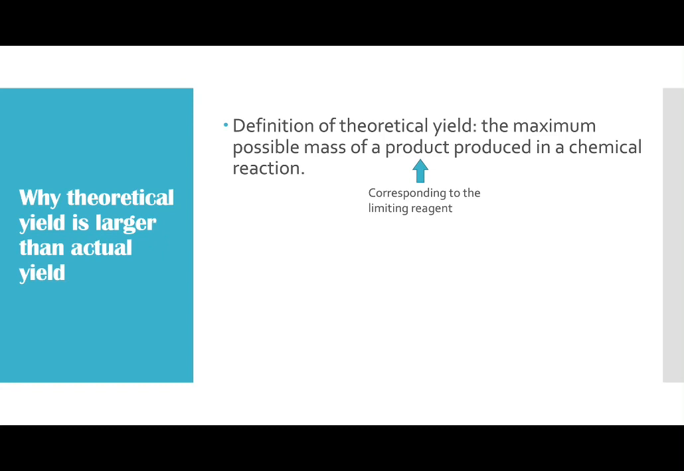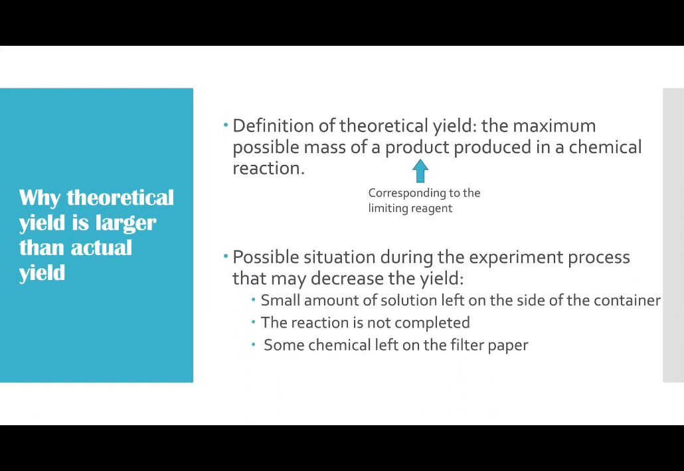Therefore, the actual yield might be equal to or less than theoretical yield because there might be some product lost during the experiment. Like there might be some product left on the glass or left on the filter paper. Or the reaction may not be completed itself, so we cannot get the theoretical yield for our product in an experiment. Today, I want to introduce a real-life example of theoretical yield.